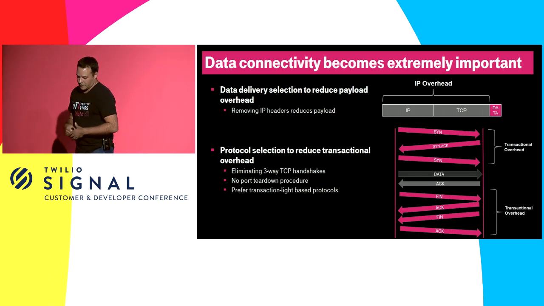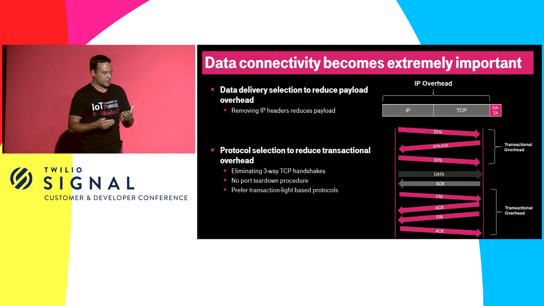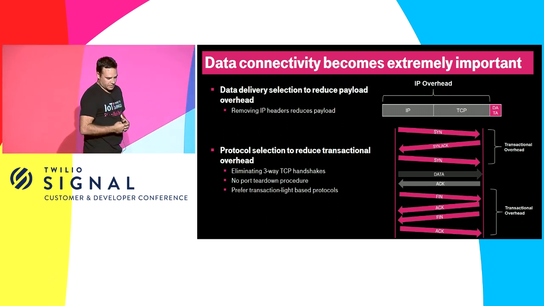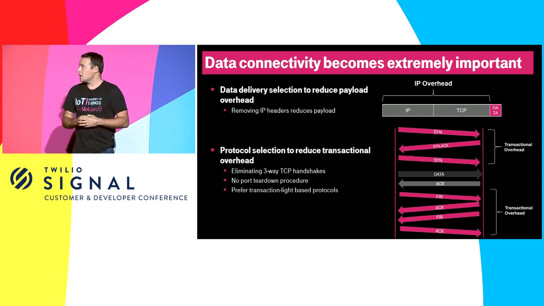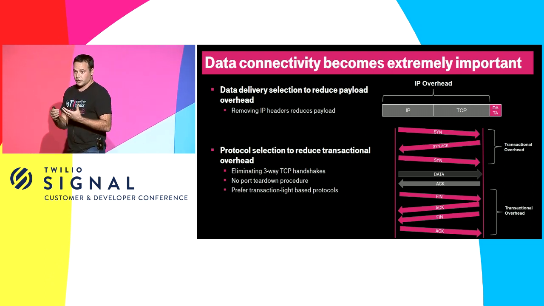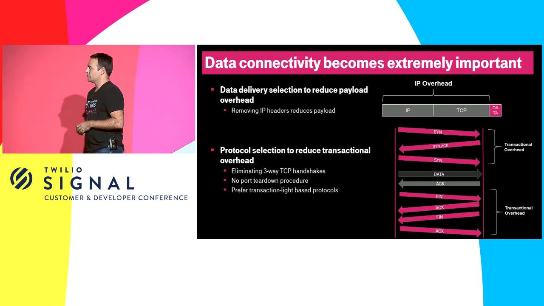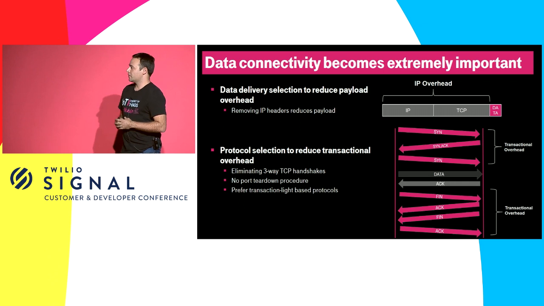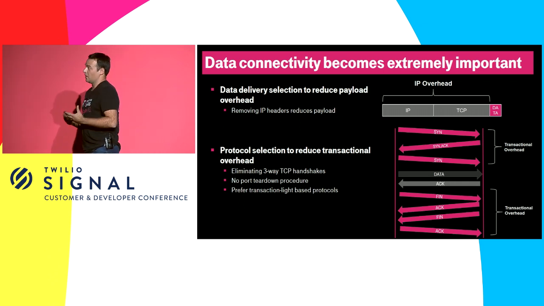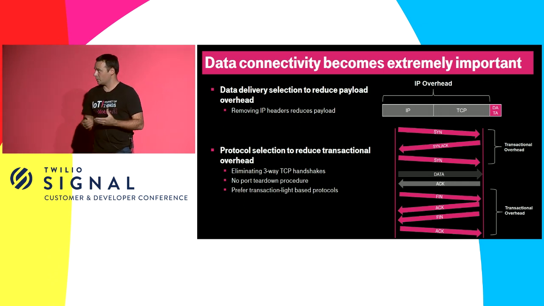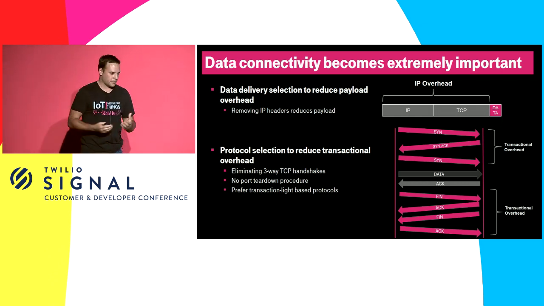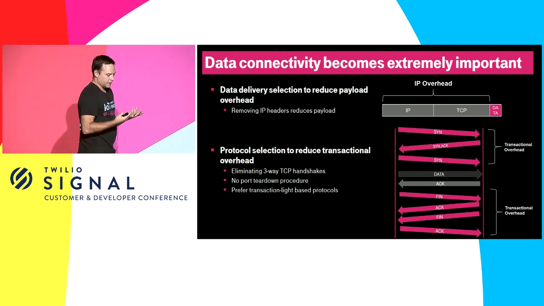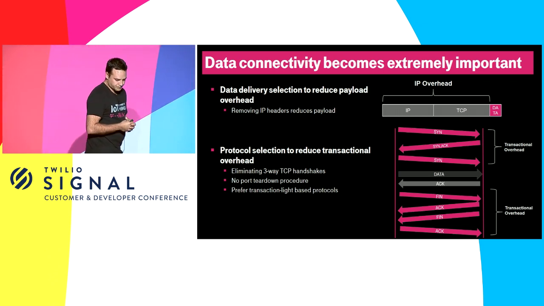And secondly, the transactional overhead. So we like to use TCP. It's robust. IoT protocols such as MQTT are based on TCP. But they include three-way handshakes at the beginning of a session and also teardowns. And effectively, these transactions are actually overhead. So at T-Mobile, we prefer what we call transaction light-based protocols, things that are based on UDP or things that have no IP headers at all, say NIDD.